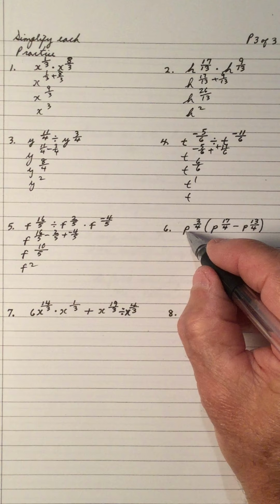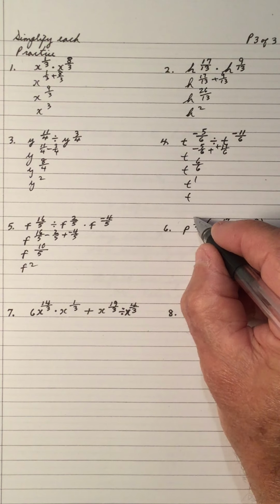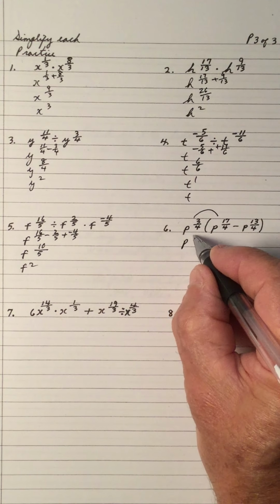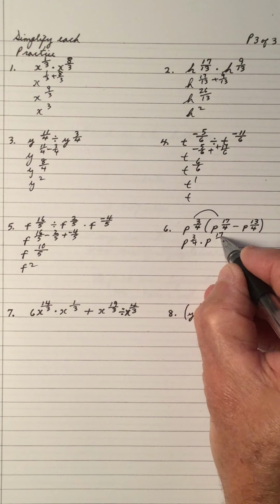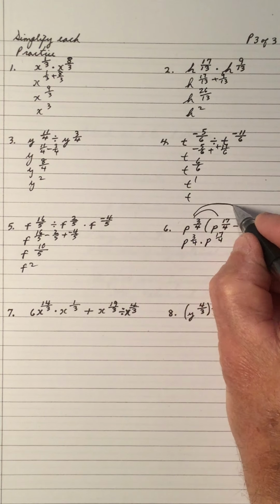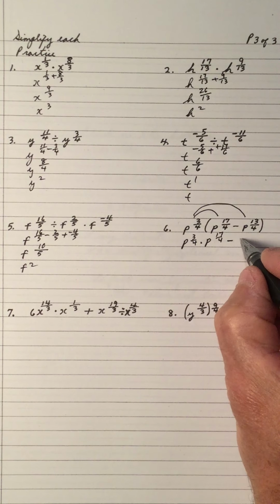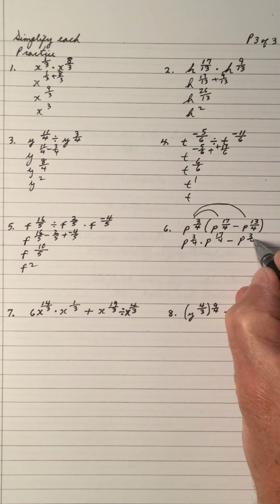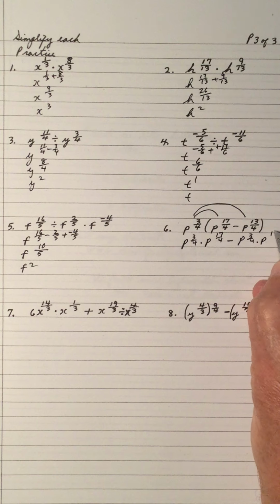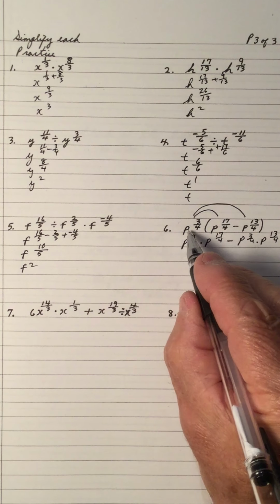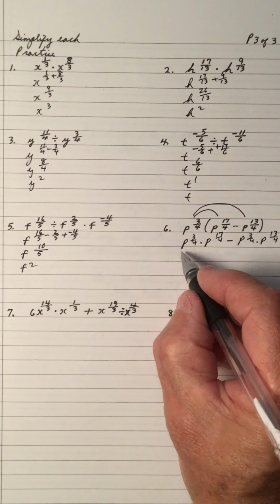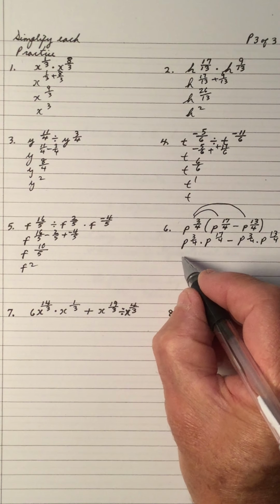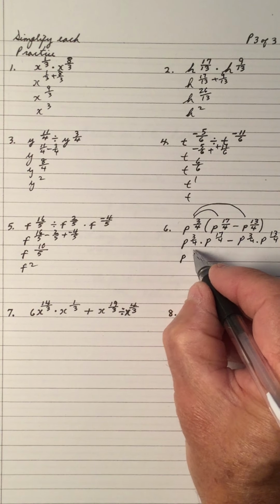And we have a monomial times a binomial, so we multiply these two, so it's p to the 3/4 times p to the 17 over 4, and we multiply, subtract p to the 3/4 times p to the 13 over 4. So notice p to the 3/4 is multiplied by each of these.